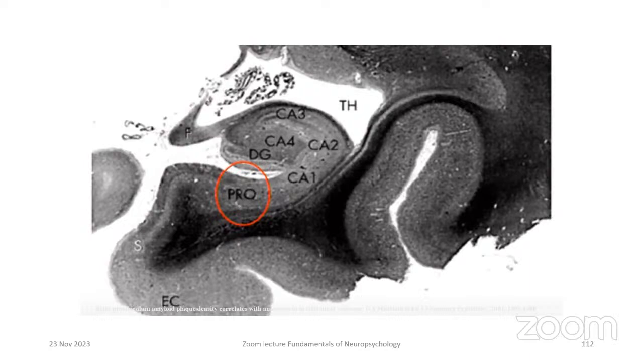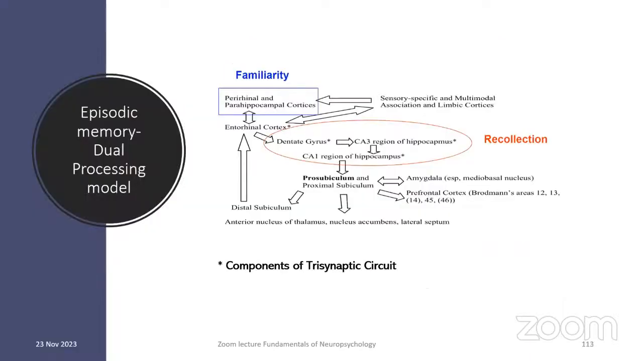So this is the end-to-end cortex. Cerebellum, CA1, CA2, CA3, CA4, dentate gyrus, and it goes on. So this is the episodic memory dual processing model, which we have already discussed a number of times, and I'm not going to go into the details, but whatever is shown in the diagram is the circuit which reverberates. Sensory specific and multimodal association limbic cortices send information to the perirhinal and parahippocampal cortices, which then enter the entorhinal cortex, go to the dentate gyrus, the CA3 region of the hippocampus, the CA1 region of the hippocampus, and the subiculum. Then it goes to the amygdala, prefrontal cortex, anterior nucleus of thalamus, nucleus accumbens, and distal subiculum, and goes back. So this is the circuit of the episodic memory dual processing model.